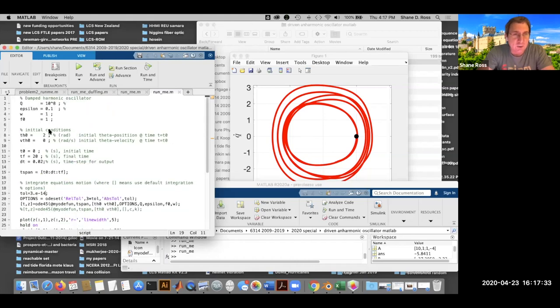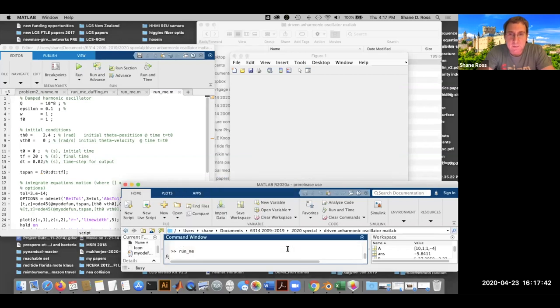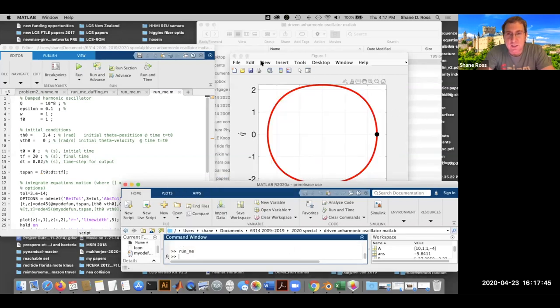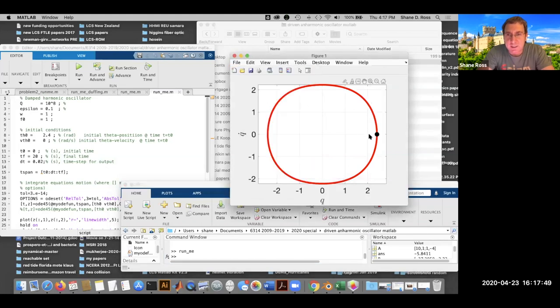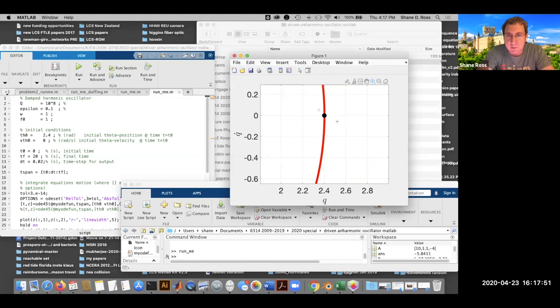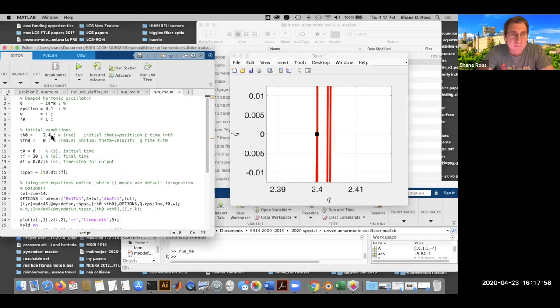And what if I do 2.4? Because I think I'm getting close to something that might be periodic. Ooh, that looks really close to periodic. Yeah, I like that. Is it coming really close? Yeah, it's coming really close. It's going around a few times too. What if I do 2.402? You know, just something really small.